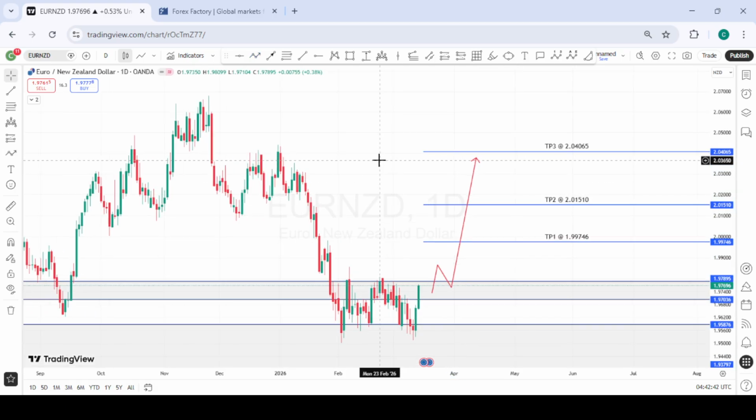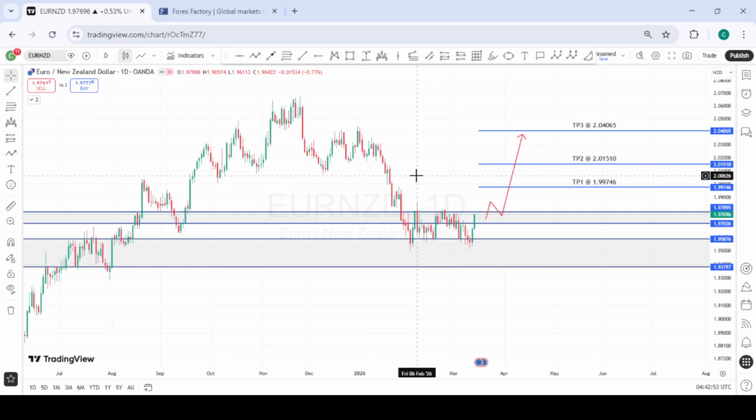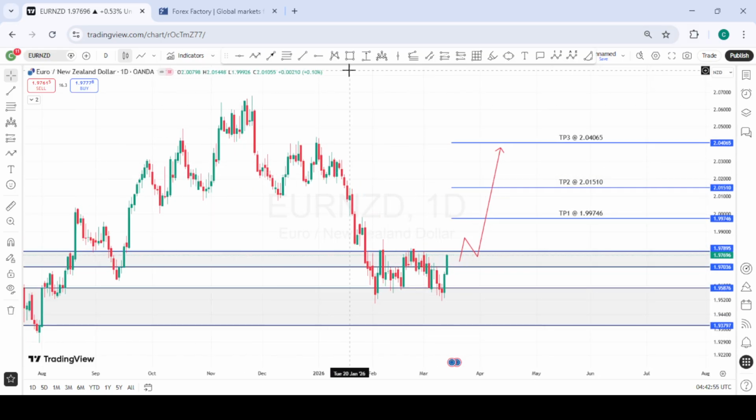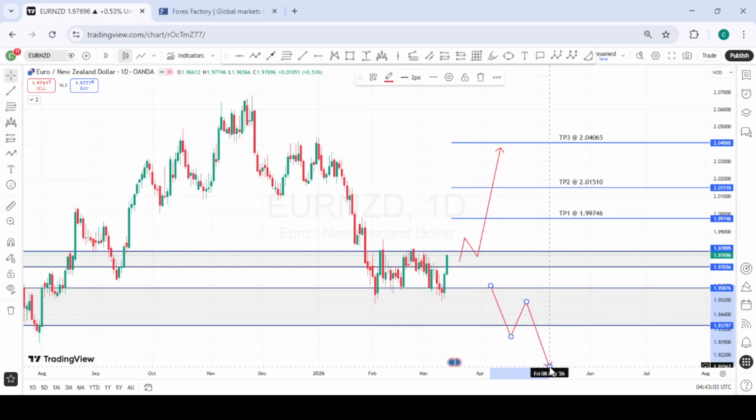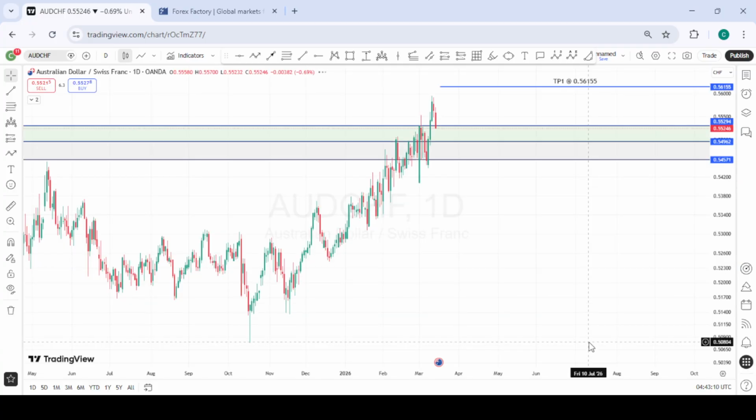So we have to be patient to see price break or close above this daily structure or possible neckline, and then we come for a retest and we continue to the upside. So we are extremely bullish for EURNZD for the coming week. This can only be invalidated if price clears these daily structures we have here or continues to the upside. Until then, we are very bullish for EURNZD for the coming week.